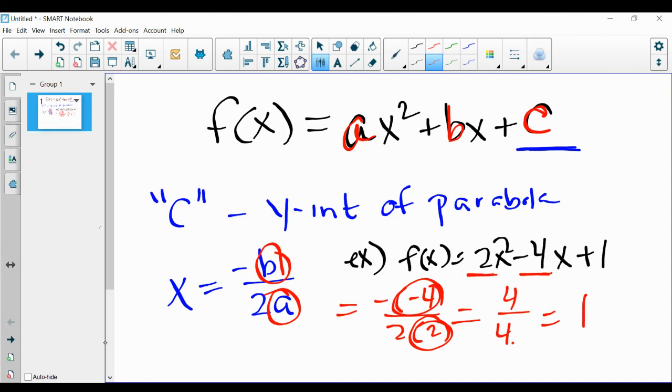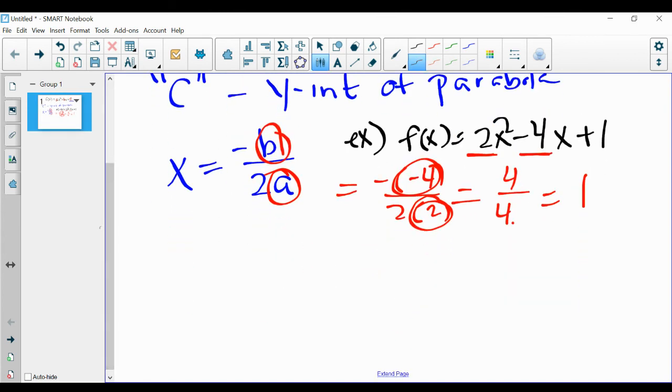So let's say I was going to graph this one. Okay, my axis of symmetry is at x equals 1. So this is the axis of symmetry, at x equals 1. Now the vertex lies on that axis of symmetry. Okay, if you recall, a vertex is the turning point. So anywhere on the left or right is going to be symmetrical. Therefore, the x value that we just found is part of the vertex.